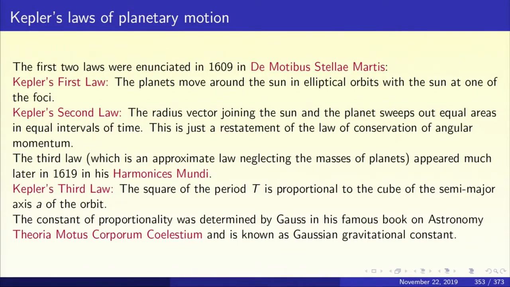The third law, which is an approximate law, neglecting the masses of the planet, appeared much later, almost a decade later, in Harmonices Mundi. Kepler's third law says that the square of the period T is proportional to the cube of the semi-major axis of the orbit. The constant of proportionality was determined by Gauss in his famous book on astronomy, Theoria Motus Corporum Celestium, and is today known as the Gaussian gravitational constant. So these are the three laws of Kepler.